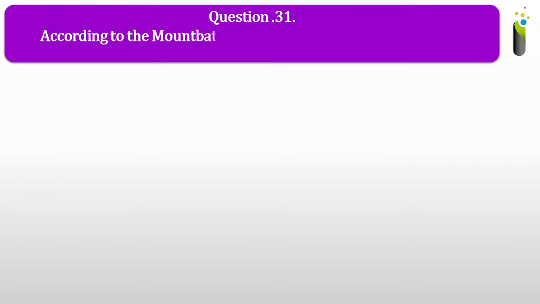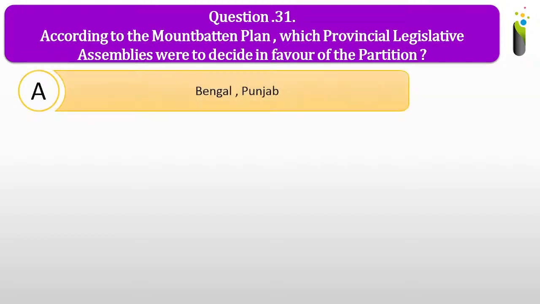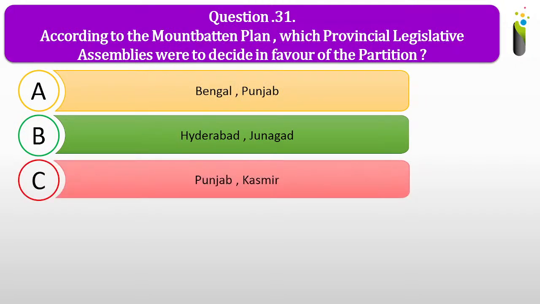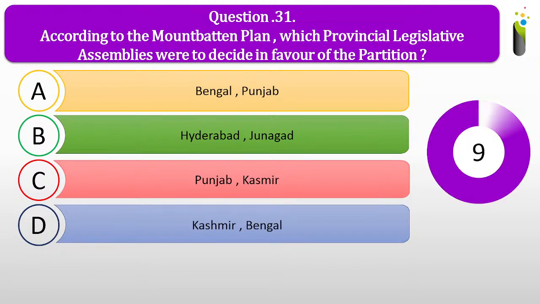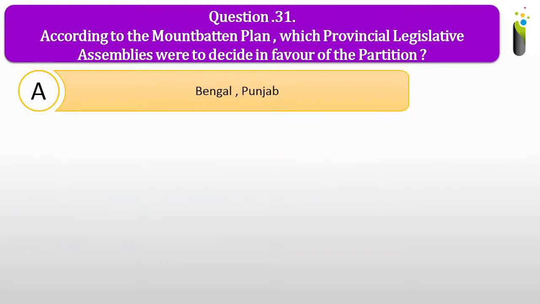Question number 31. According to the Mountbatten Plan, which provisional legislative assemblies were to decide in favor of the partition? A. Bengal and Punjab, B. Hyderabad and Junagadh, C. Punjab and Kashmir, D. Kashmir and Bengal. So the answer is Bengal and Punjab.